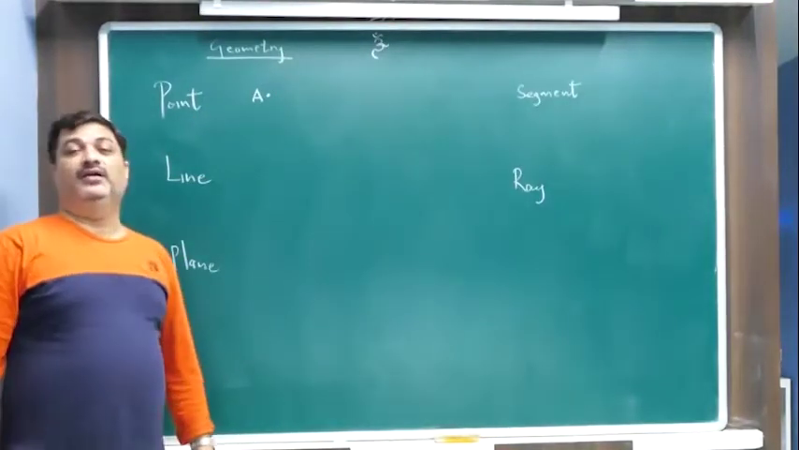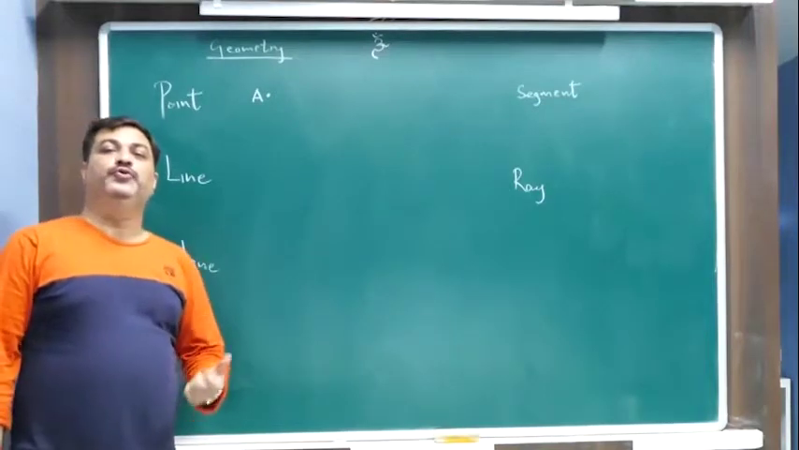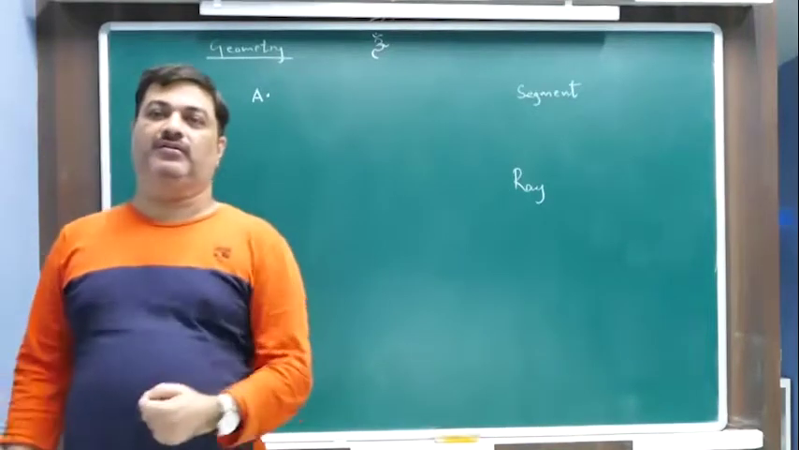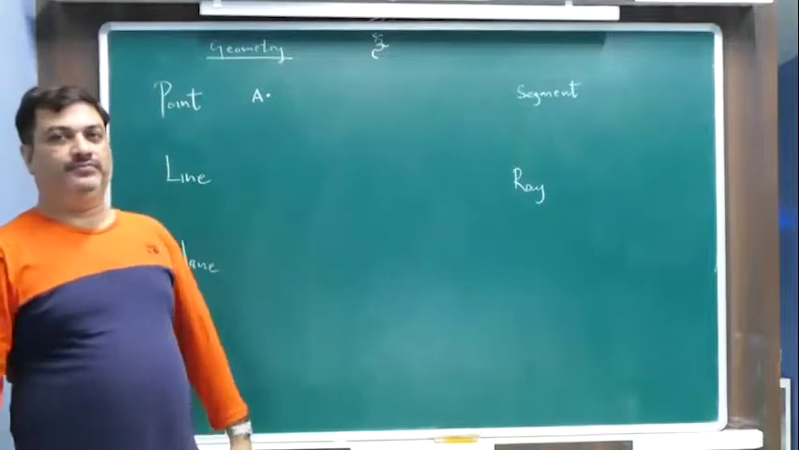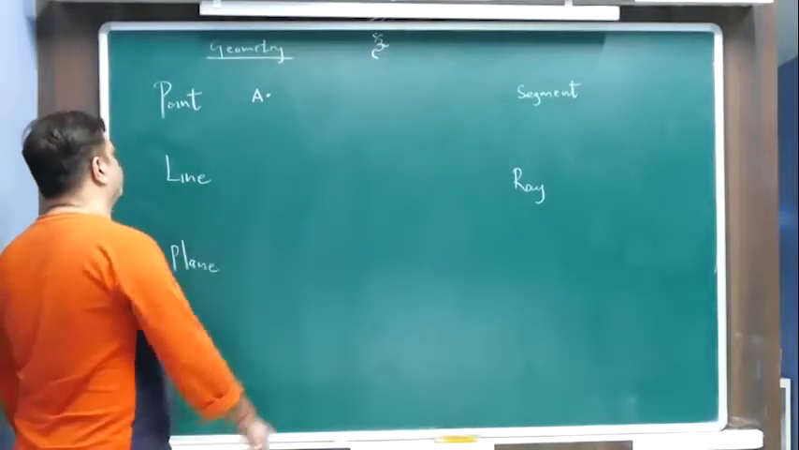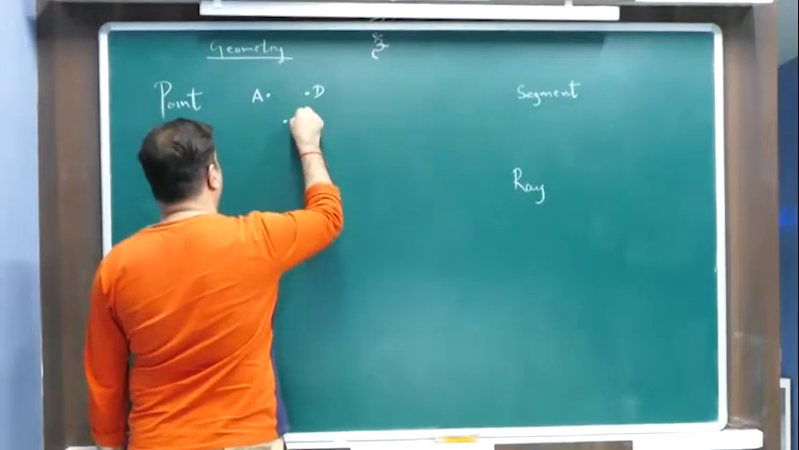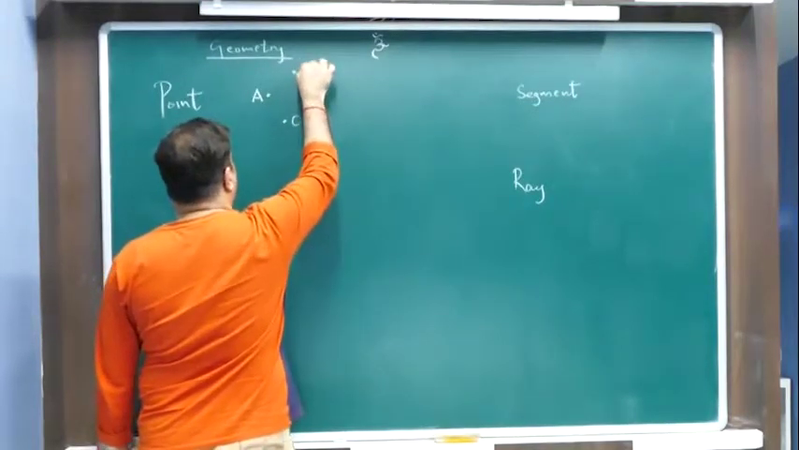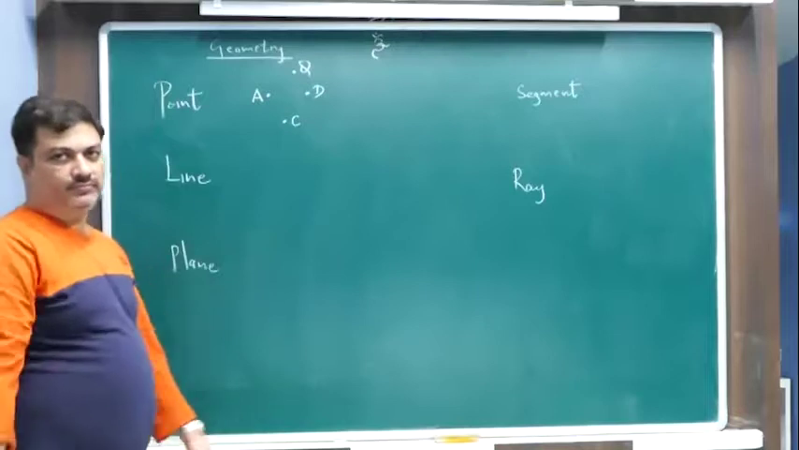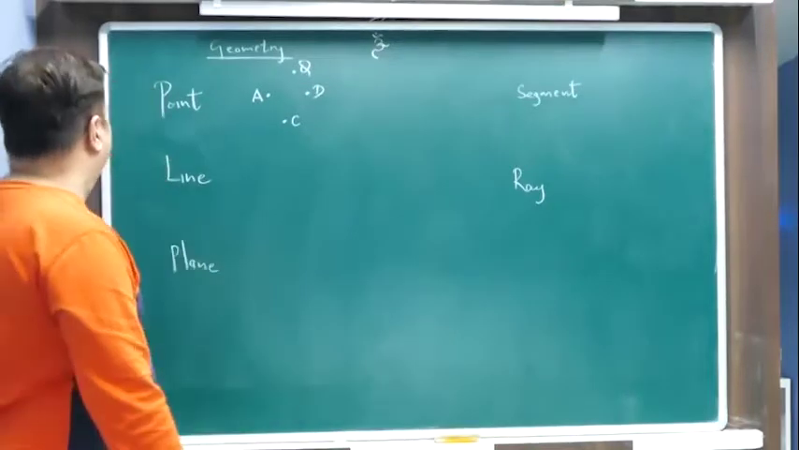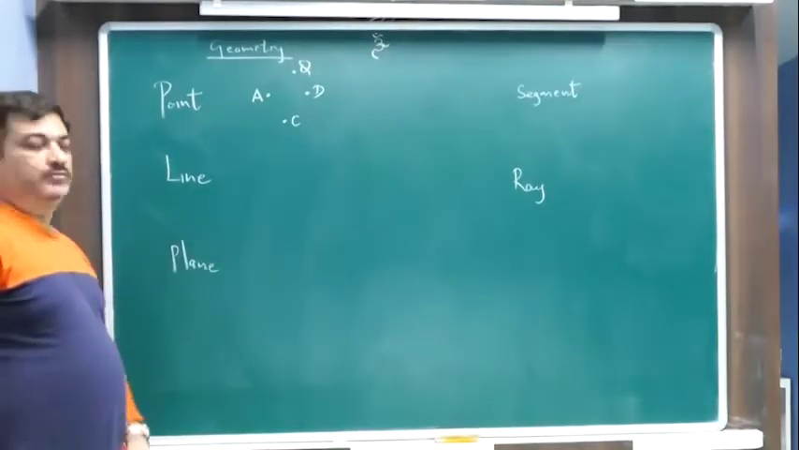So, how many letters do you need to represent a point? One letter. Okay? So, point A, same way you can have point D, you can have point C, you can have point Q, and so on. Right? Alright. Let us come to line now.